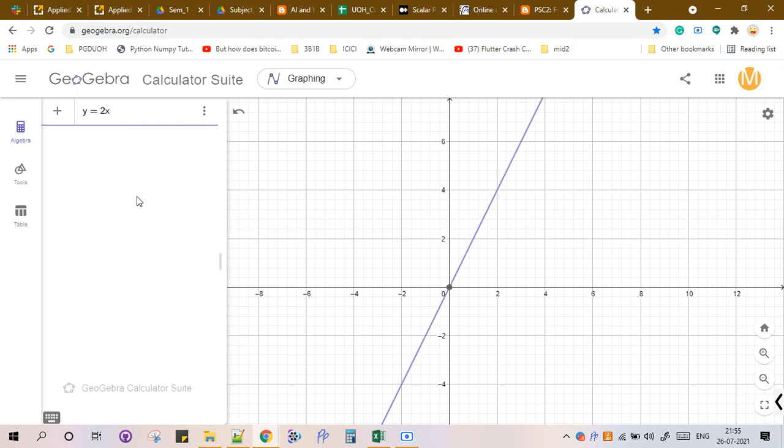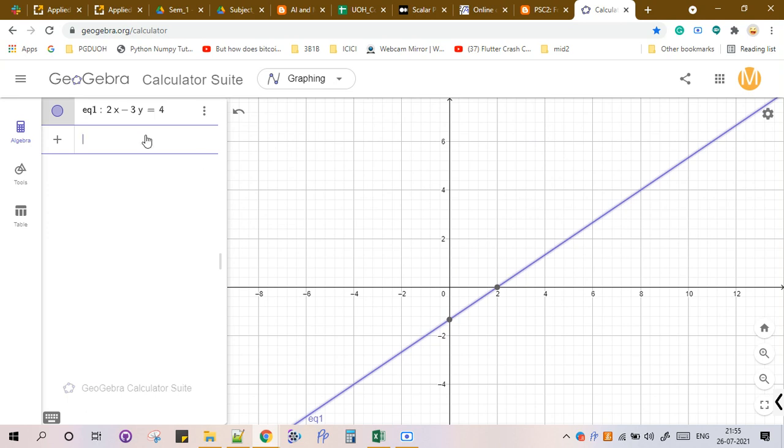3y equal to 2x. What happened? 2x minus 3y equal to 4. So this is the line we have, right? Here w0 is nothing but minus 4, correct? Why can't I have it like this, 2x minus 3y minus 4 equal to 0? Okay. So this is a hyperplane, a 2D hyperplane, right? This is a line, right?